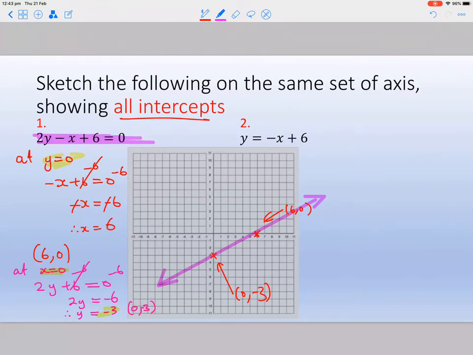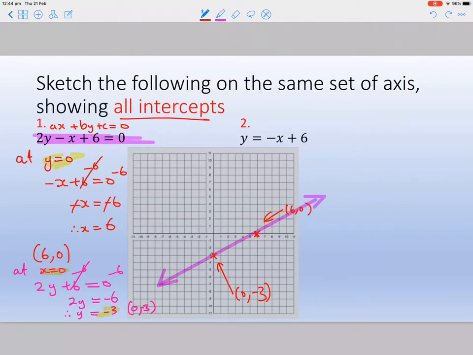Now, there's one thing about this equation. It's written in general form. General form is ax plus by plus c equals 0. So all we have to do is swap these two around, and we'll get into general form. Okay, let's move on.